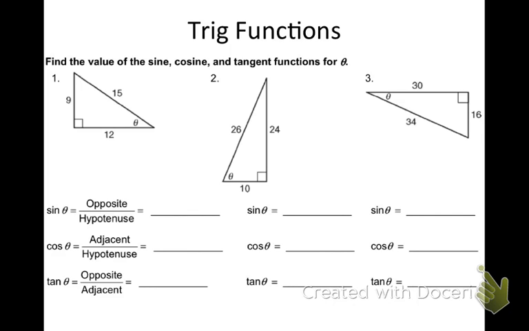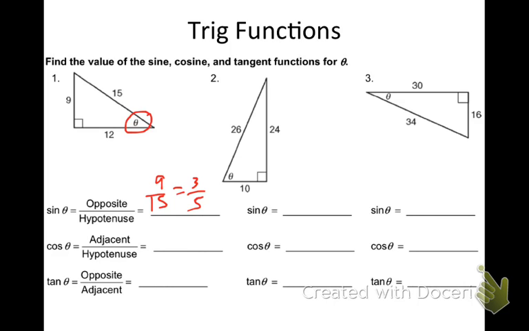Alright, so number one here. I want to find the value of the sine, cosine, and tangent functions for theta. So here's theta. First I want to find sine. What is the ratio of sine? Sine represents opposite over hypotenuse. So what is the ratio for opposite over hypotenuse, John? Sine of theta? Yeah, opposite over hypotenuse. So I would say 9 over 15, which actually equals 3/5.